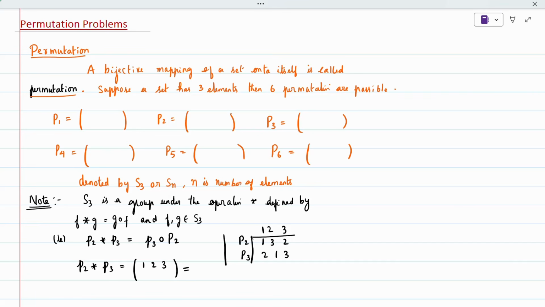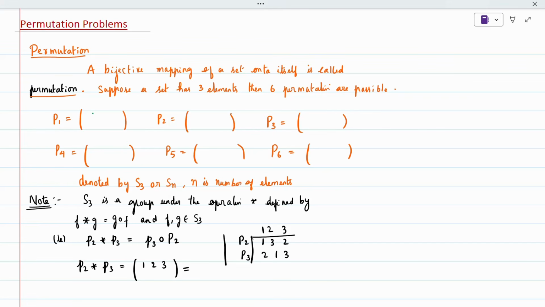Hi all, today's topic is permutation. So what do you mean by permutation? A permutation is a bijective mapping of a set onto itself. If we have only three elements, then six permutations are possible.